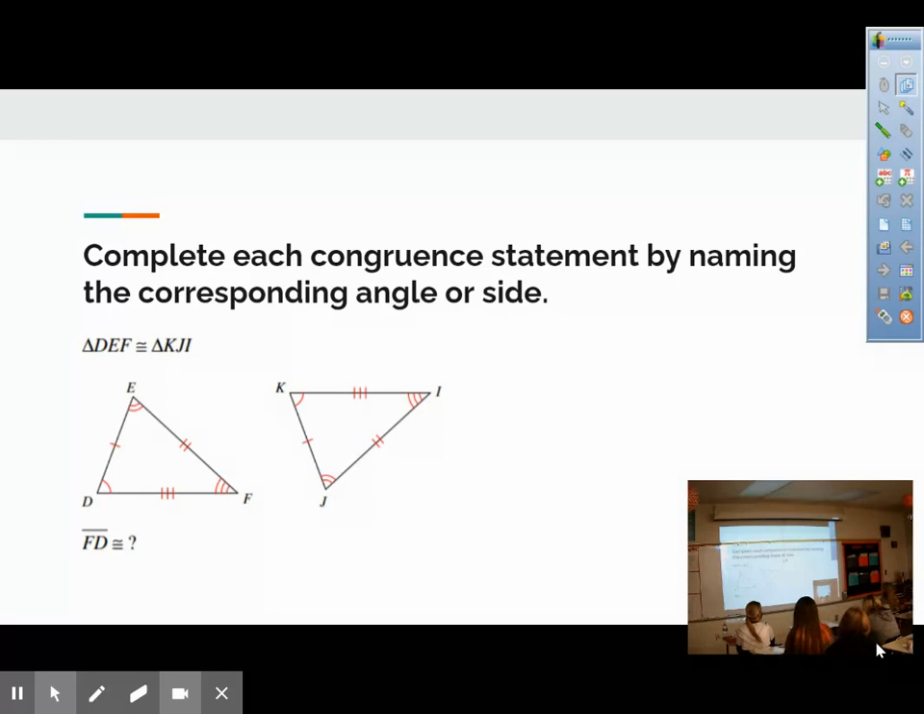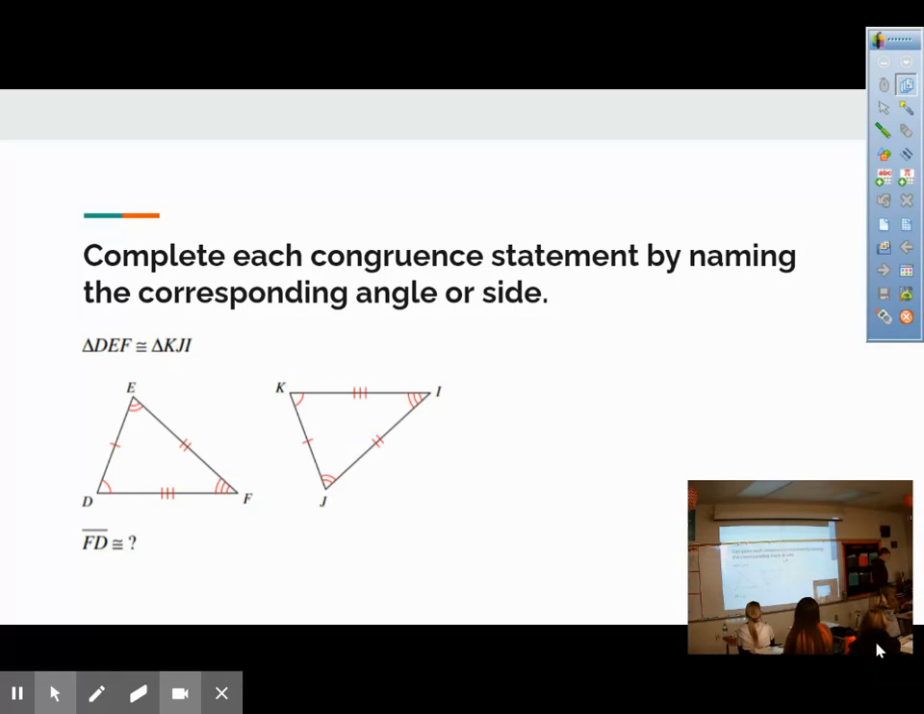Number 2, write this one out on the board for us, please. Why did you say segment KI? It has 3 lines on it. Yeah, perfect, so they both have 3 lines, so the segments are congruent.